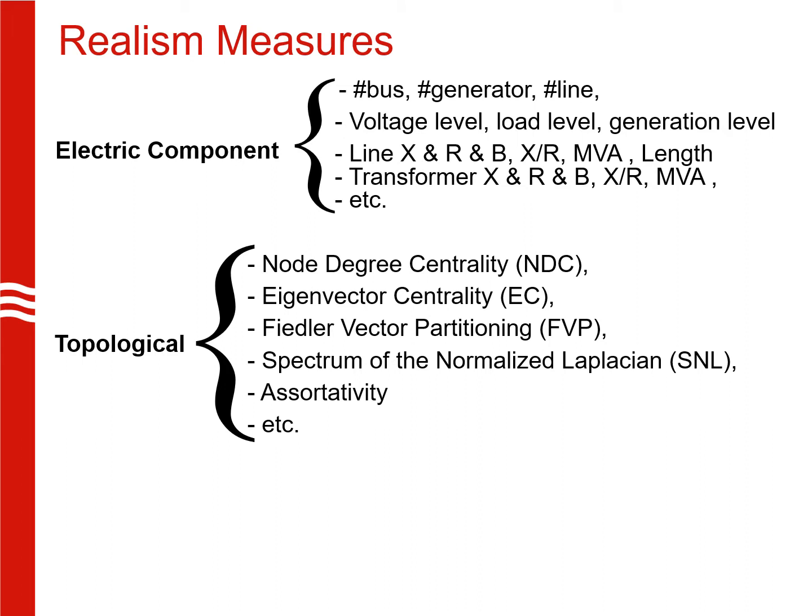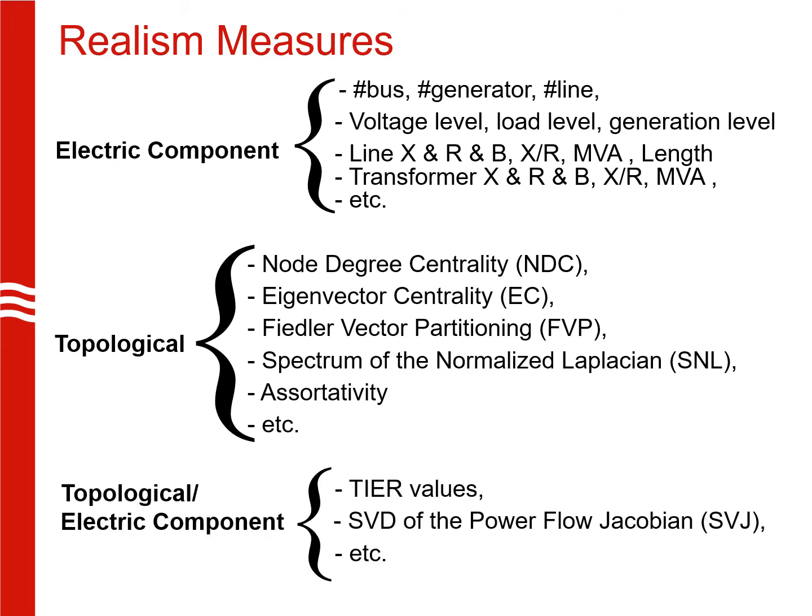The second category is topological measures. To name a few, in this category, we can have different kinds of centralities, Fiedler Vector Partitioning, assortativity, and so on. The third category addresses both the topology of the network and the electrical characteristics of power system components. For instance, in this category, we can have tier values or singular value decomposition of the power flow Jacobian.